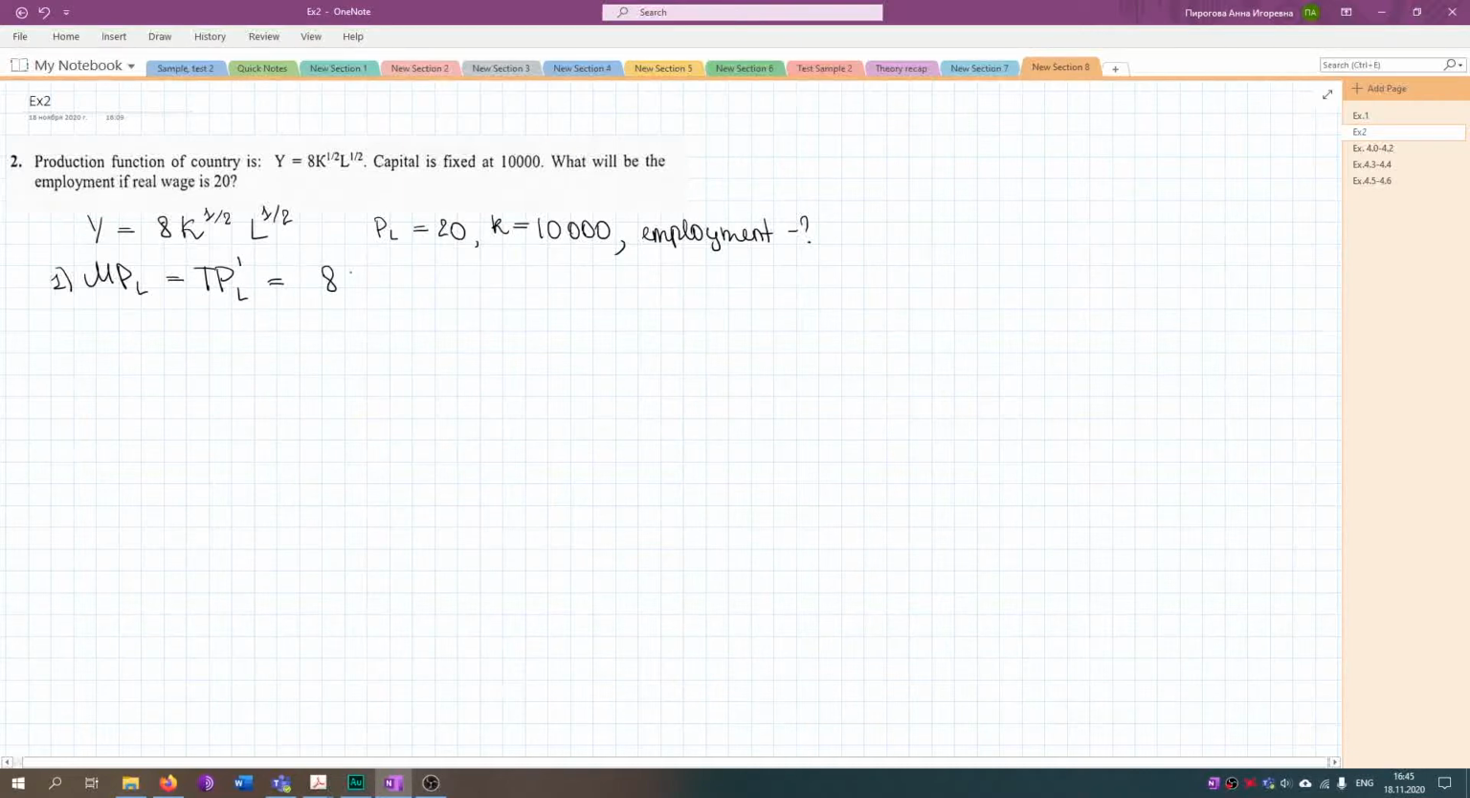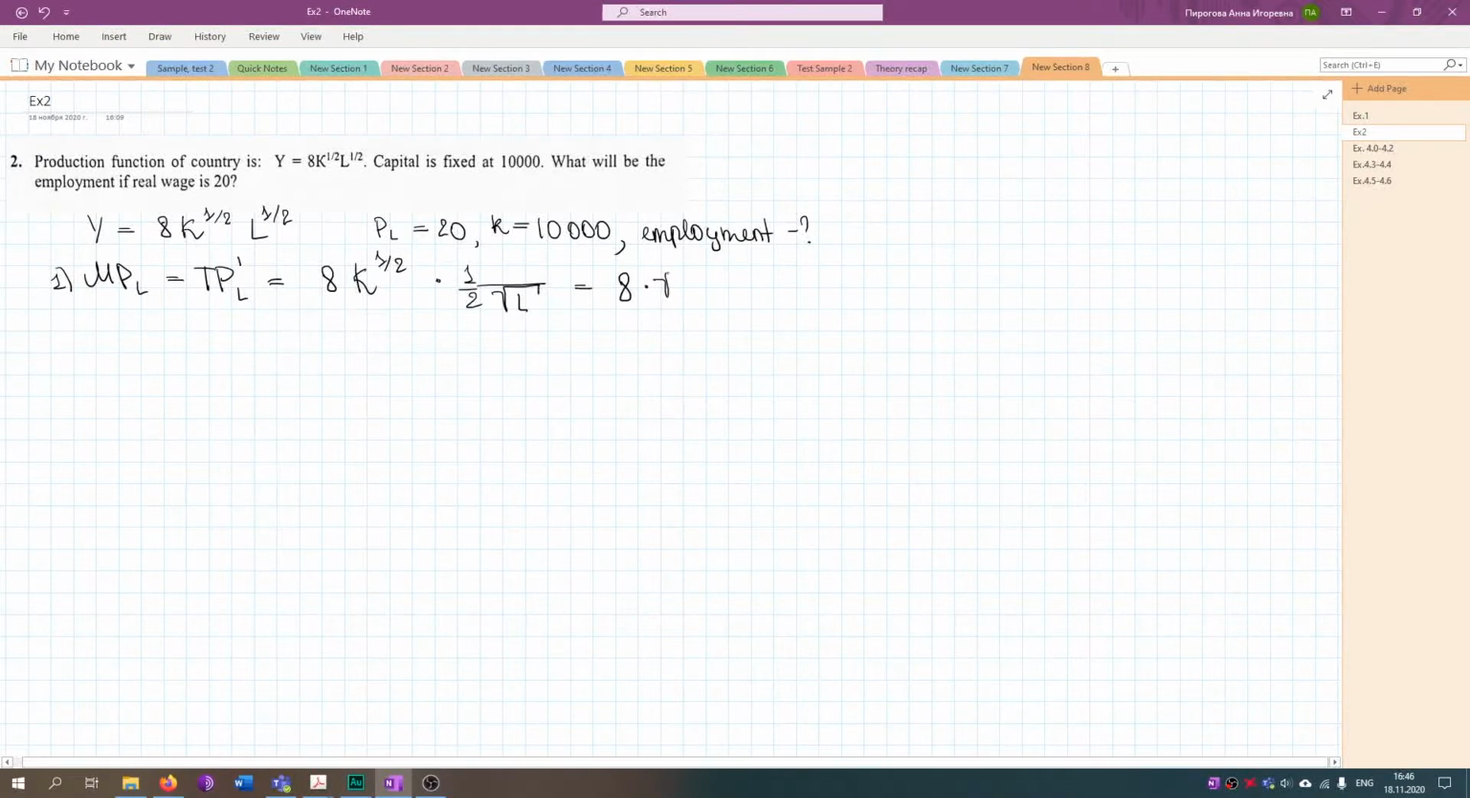So we take 8k to the power of 1/2, and then we take the derivative of L to the power of 1/2, and we take this power before the L, and then we subtract 1 from it, and it becomes minus 1/2, and we can put it in the denominator as a square root of L. So now let's just put our numbers here.